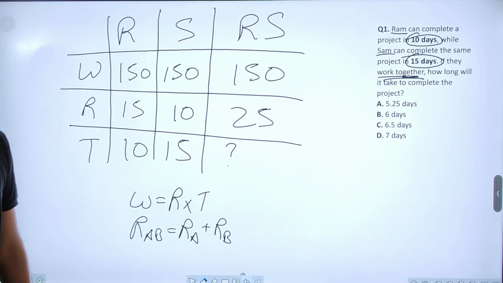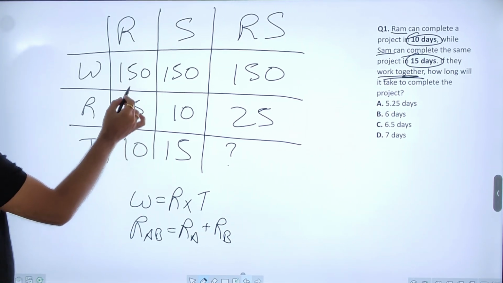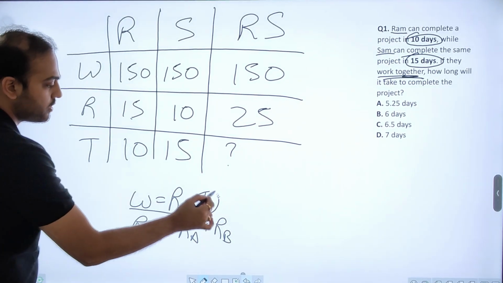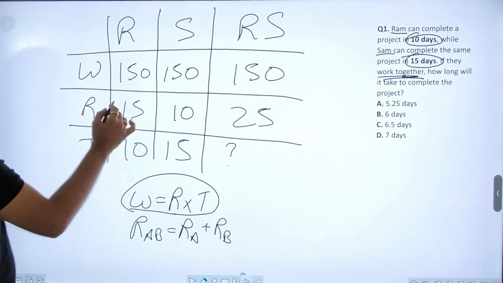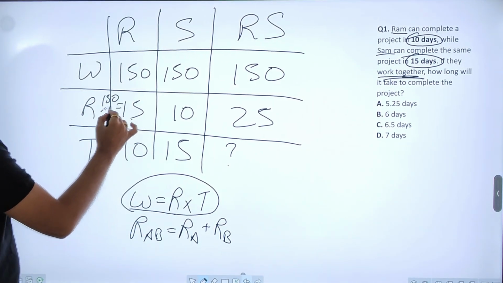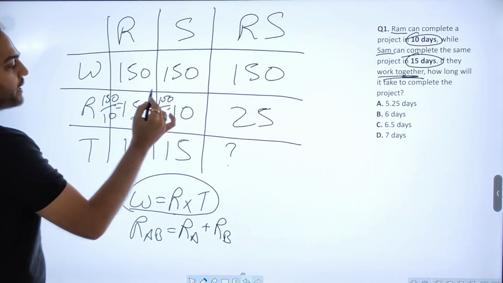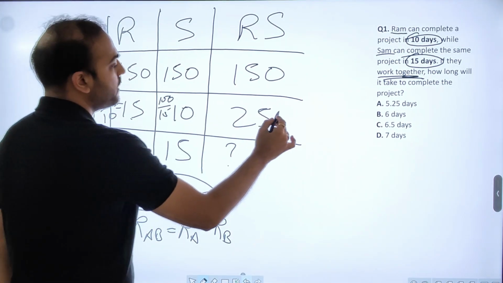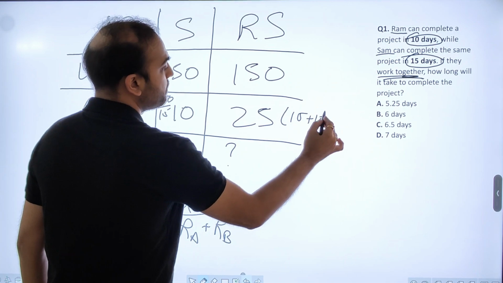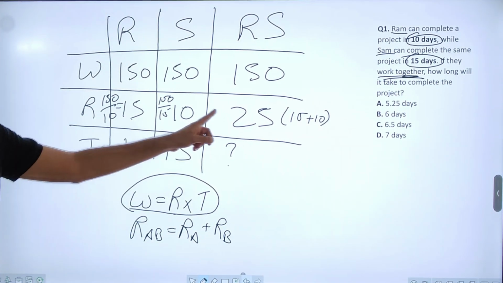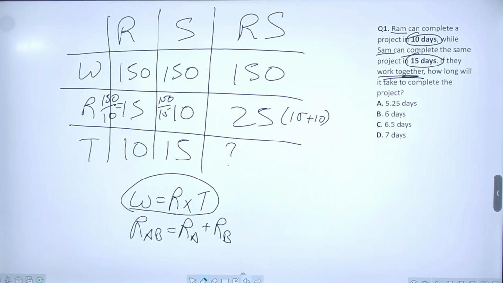Again, if you're wondering how did I get this? So see, this 15 is work by time, because I know the relationship work is rate into time. So this 15 is essentially 150 by 10. This 10 is essentially 150 by 15. And this 25 is 15 plus 10. Okay, when they work together, the rate adds up.